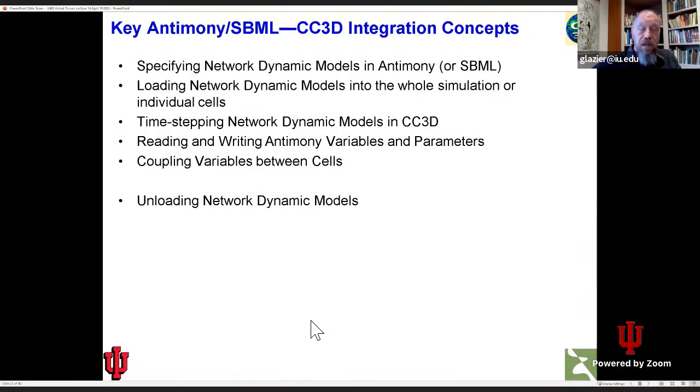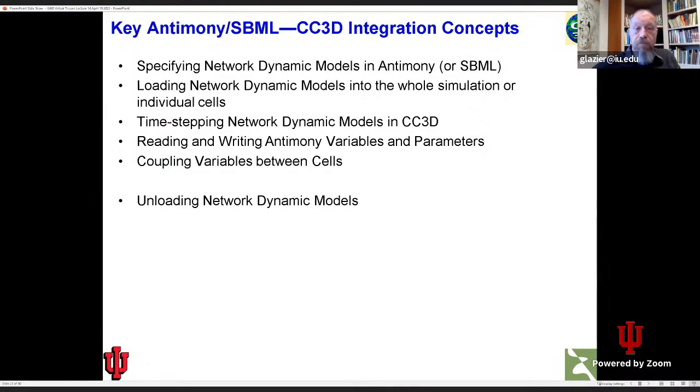If we're going to do this kind of integration, the first thing we have to be able to do is specify the network model that we want using Antimony or another language. There are other languages that CompuCell supports. There's something called MaBoSS, which is relatively new, which does Boolean network models, stochastic Boolean network models. There's something called CellML and SBML, which I've already mentioned.